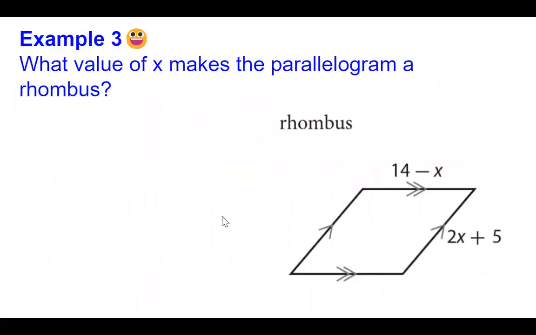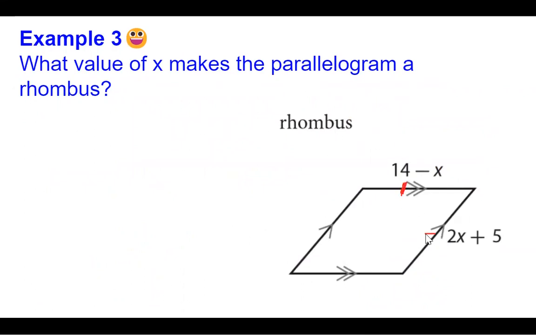Okay, example number 3, guys. What is the value that makes X, the parallelogram, a rhombus? What value of X makes the parallelogram a rhombus? Now, what do we need to prove? What are one of my conditions, guys? Consecutive sides have to be congruent. So let's go ahead and see. These two beautiful sides have to be congruent.